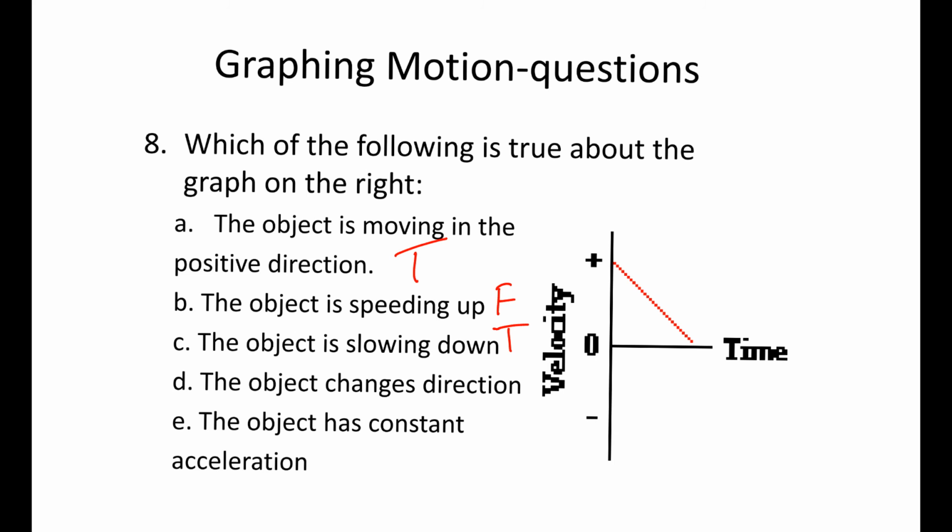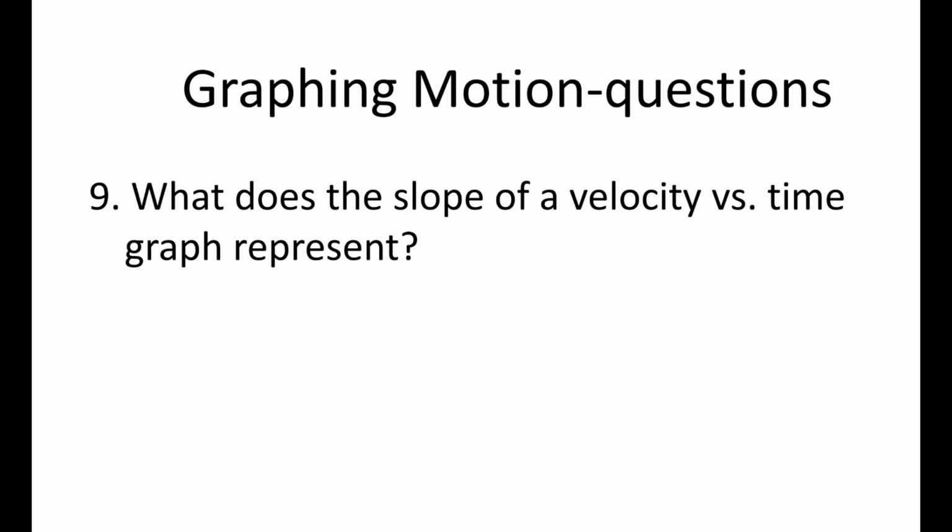Does the object change direction? No. What would have to happen for the object to change direction? Have to cross the line. So if it continued down into here, we'd say it changed direction. Does the object have constant acceleration? Yes. What do you think the slope of a velocity versus time graph represents? Acceleration. So it's a constant slope, so the acceleration is constant. Does that make sense to everybody? What does the slope of a velocity versus time graph represent? Acceleration.